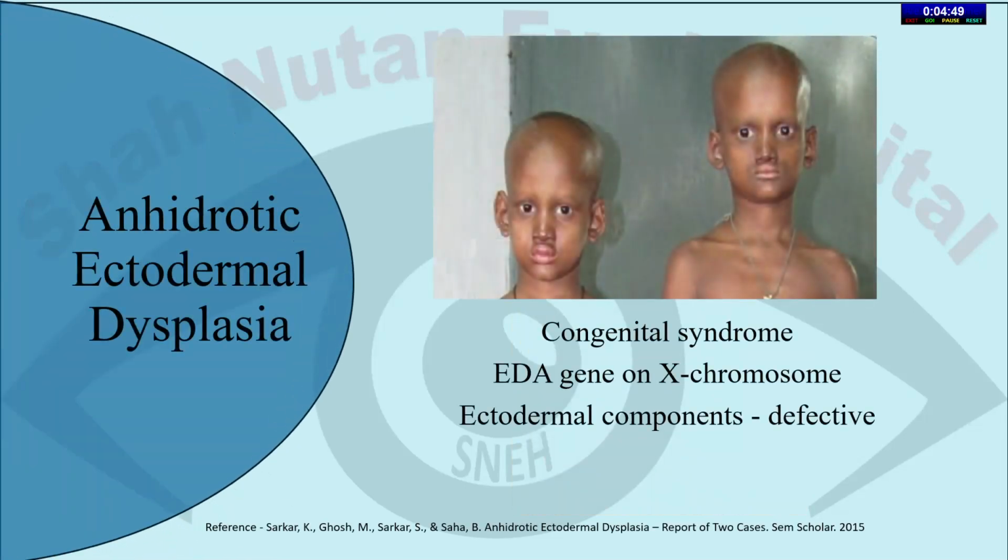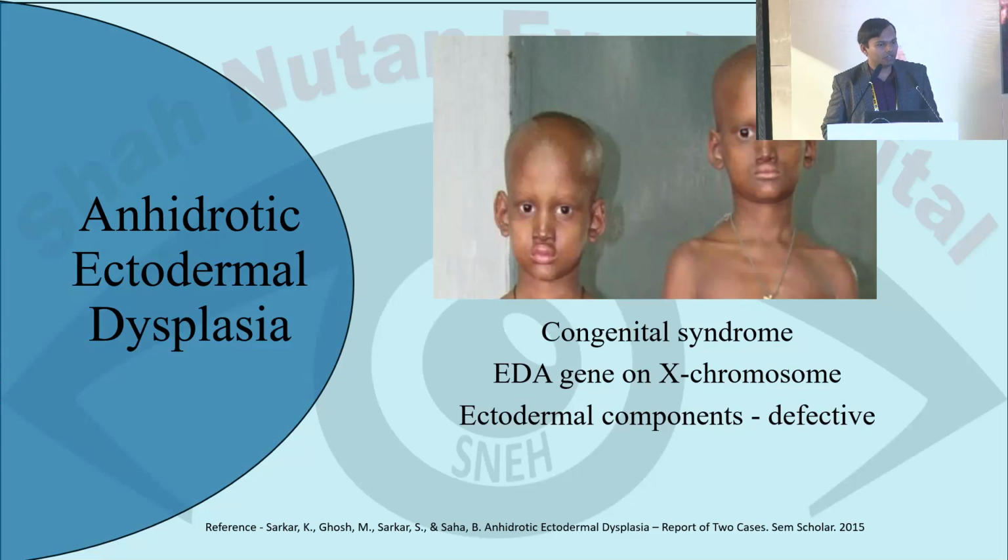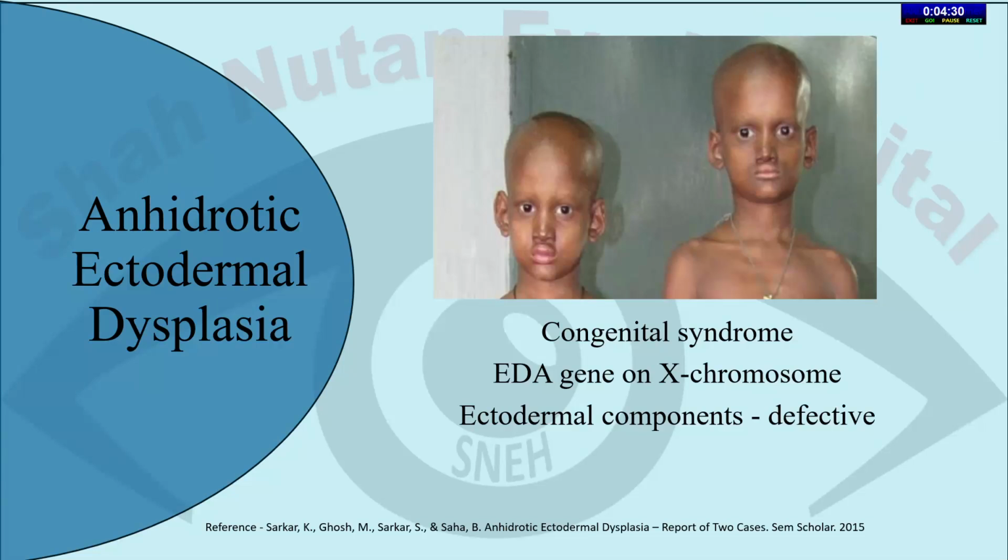So, anhidrotic ectodermal dysplasia is a congenital disorder affecting the EDA gene, the ectodermal dysplasia gene on the X chromosome, and it's an X-linked recessive disorder, which mainly affects the ectodermal components, that is hair loss, anhidrosis, that is loss of sweating, and teeth involvement. Characteristically, it does not involve the nails, the salivary glands, or the palms and soles as seen in palmoplantar keratoderma.